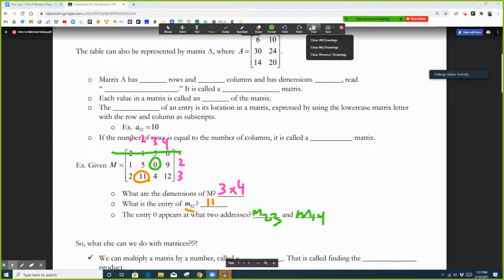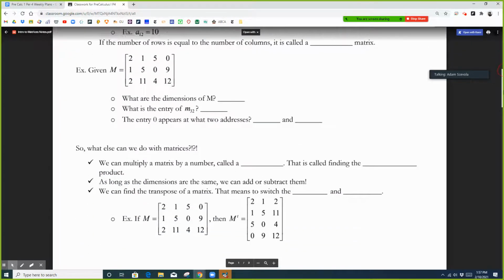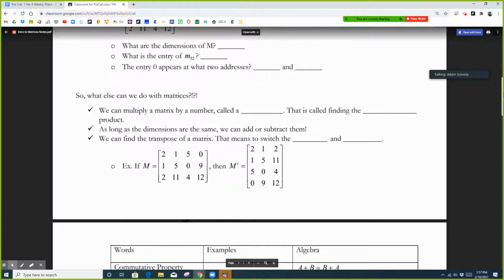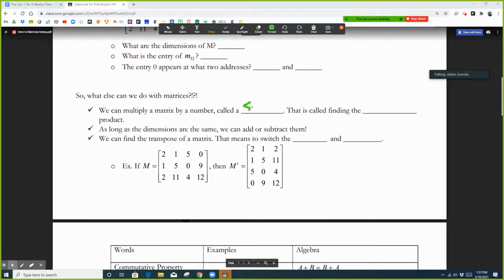So that's the basics of matrices, how to tell the order, how to tell the dimensions, how to find specific entries. You can also do a lot more with matrices. You can multiply each entry in a matrix by a number. That's called a scalar, like scaling it up or down, so another name for that would be scalar.